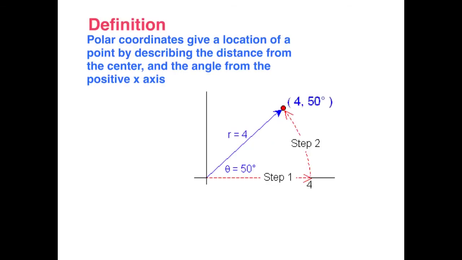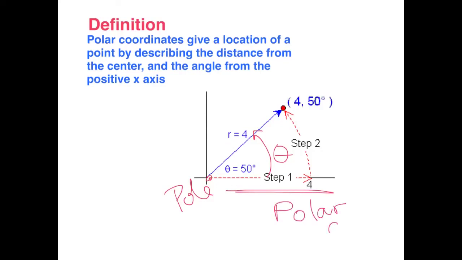Definition of polar coordinates. Polar coordinates give the location of a point by describing the distance from the center and the angle from the positive x-axis. So to graph a point using polar coordinates, first we figure out how far it is. This is called the pole. And we describe its angle from, this is called the polar axis, but you can think of it as the positive x-axis. So we go out and around.